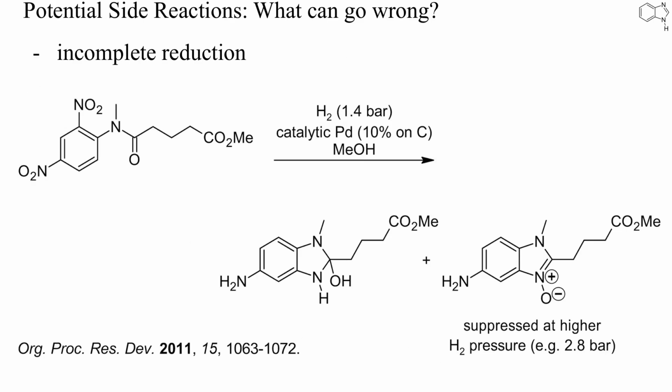Let's check some potential side reactions. If the reduction conditions of nitroanilides are too mild, dehydration to the benzimidazole may be slow and may require an additional treatment with acids or bases. Then, the reduction of nitro groups proceeds by intermediate formation of highly nucleophilic hydroxylamines. These can cause the formation of benzimidazole N-oxides, as in this example. A higher reaction temperature or acid or base catalysis can help to suppress these byproducts.